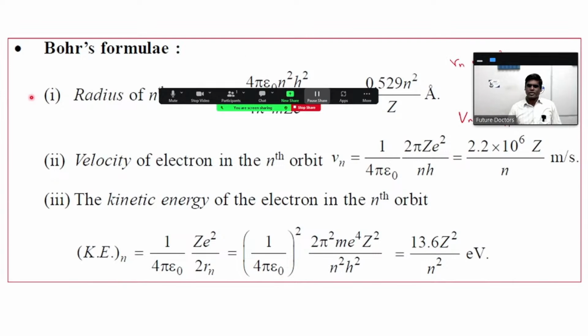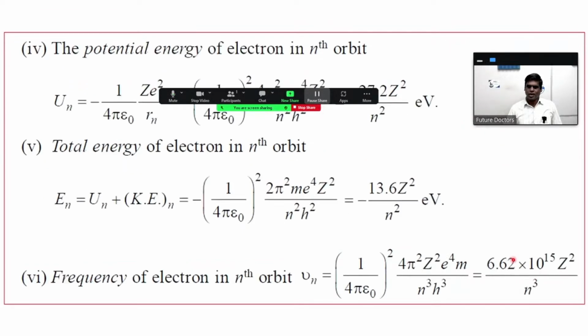Just to note down these formulas: the radius of the nth orbit, Rn, is proportional to n square by Z, and the velocity of an electron is proportional to Z by n. Kinetic energy is 13.6 Z square by n square eV, and potential energy is minus 27.2 Z square by n square eV. Total energy is minus 13.6 Z square by n square eV. From this, the frequency of an electron in the nth orbit is this divided by h. Then you will get the frequency.